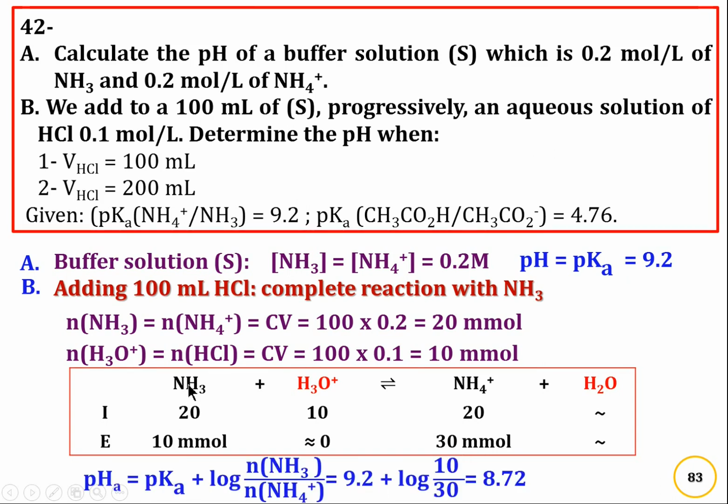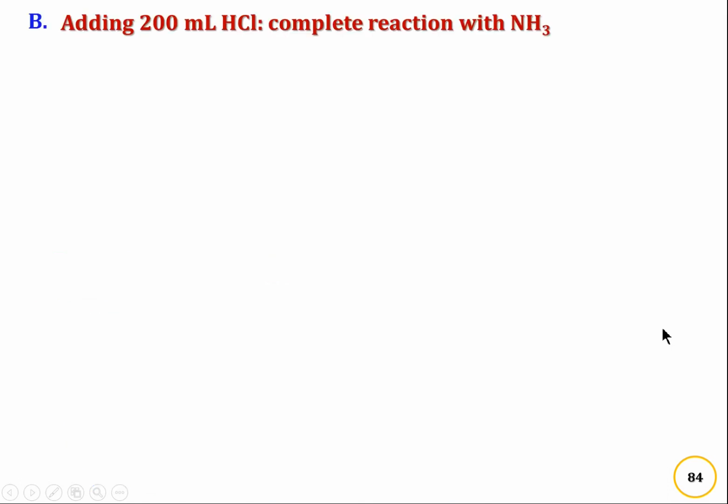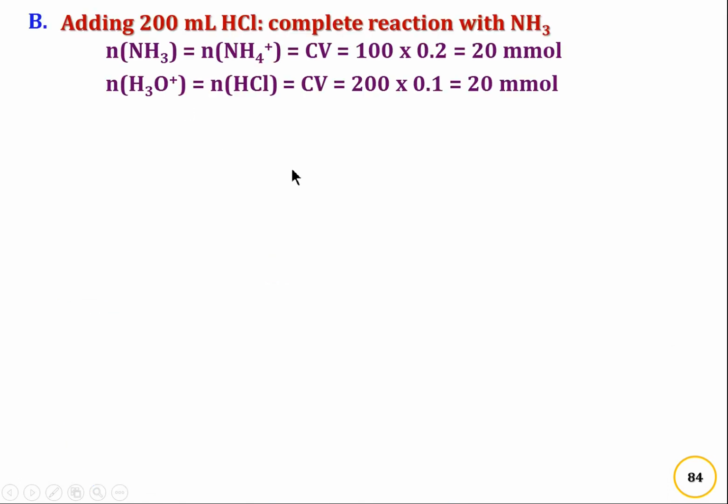So in the final solution, we will have a mixture of the acid and its conjugate base, and the exchange between them is very weak. So the concentrations at the new equilibrium are practically the concentrations or the quantities obtained in equilibrium 1. So pH equal pKa plus log number of moles of ammonia divided by the number of moles of ammonium equal 9.2 plus log 10 divided by 30 equal 8.72. We repeat the same work but with the volume 200 ml.